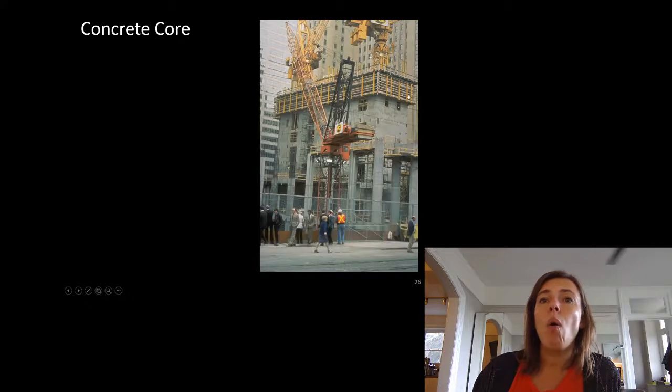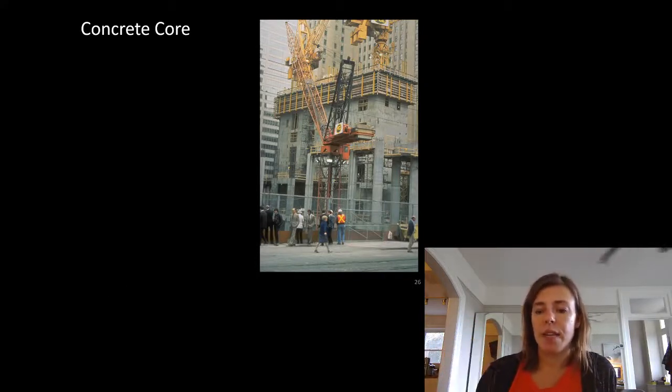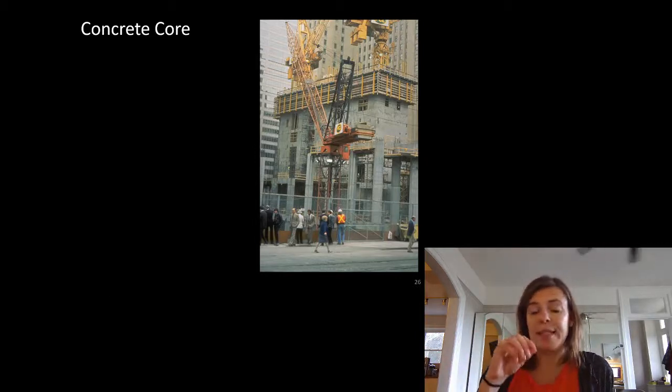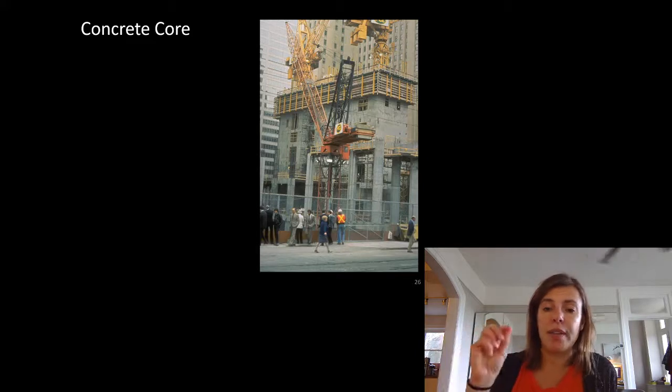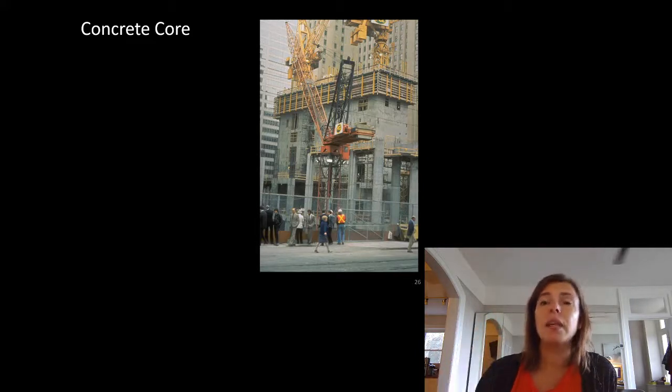But that core is where all of the services run. So elevators, stairwells. Even if it was a steel building, it probably needed to be concrete because of the fire rating. Remember that steel doesn't do well and concrete does in a fire rating, even though they're both non-combustible. Doing your core out of concrete is really helpful because you've got fire separation with something that's fire rated for your stairwell.